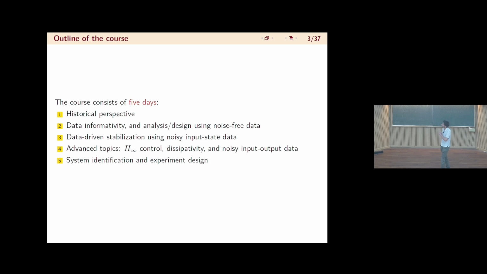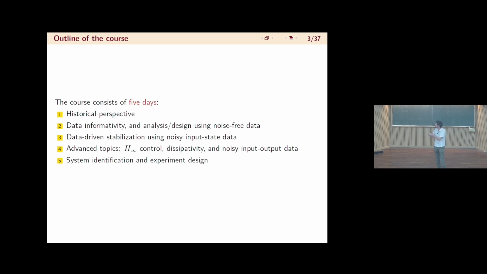Then on the second day, we'll talk about the notion of data informativity. So that's the topic that we have been working on in the last 6 years. And we'll talk about analysis and design using noise-free data. In the third day, we're going to extend that to noisy data, so where the data are corrupted by noise. In particular, there we're going to talk about the stabilization problem.